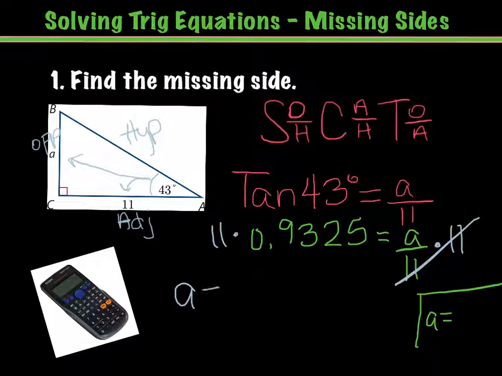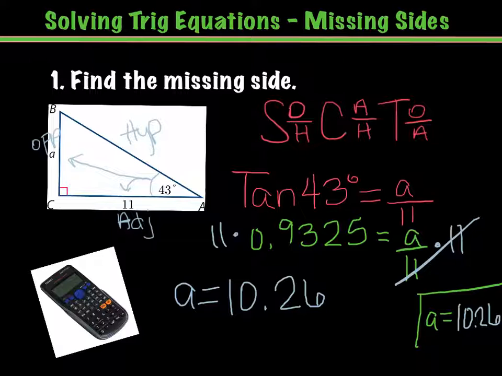So A is going to equal whatever this number is times 11. And we end up getting 10.2, I'll go ahead and round to the nearest hundredths, 10.26. So our missing side is 10.26. Okay, so that's how you find the missing length of a right triangle using trig. It'll take us some practice, and I know you might not have a calculator on you right now, but it's okay. We'll do more in class.